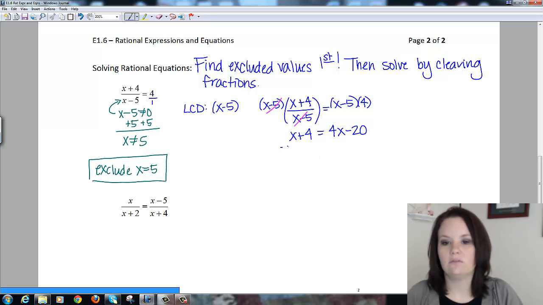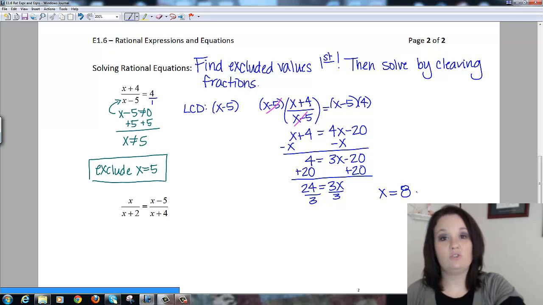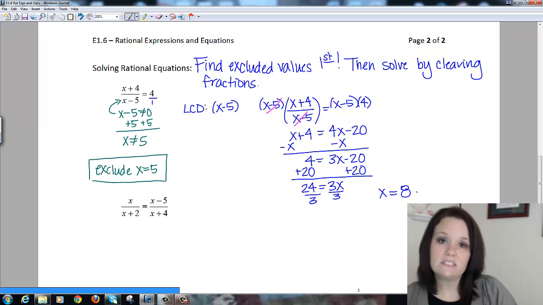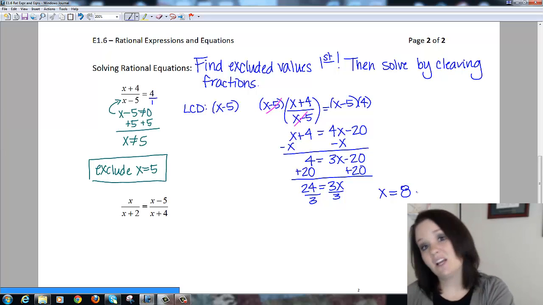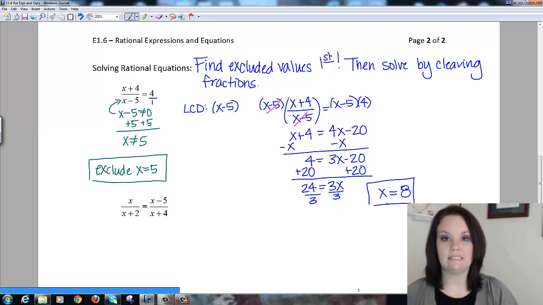And now I can go ahead and solve. So I subtract x from both sides, which gives me 4 is equal to 3x minus 20. Add 20 to both sides, which gives me 24 is equal to 3x, and then divide off that 3. So I get x is equal to 8. And then you check your excluded value. Here the only excluded value I have is 5. So since I got an answer other than 5, I'm okay. So my solution is x equals 8. Let's look at another one.